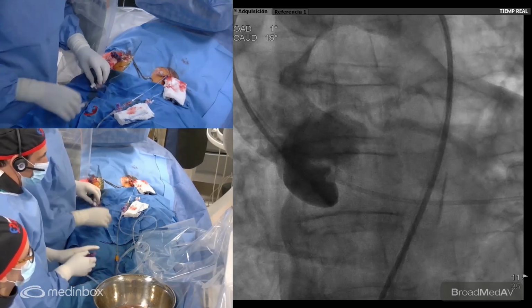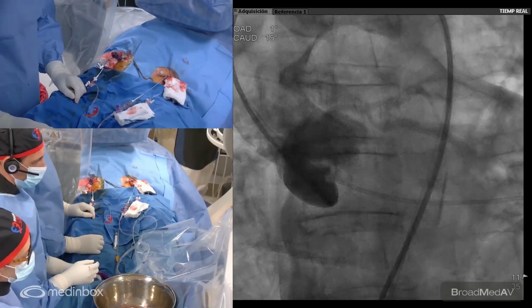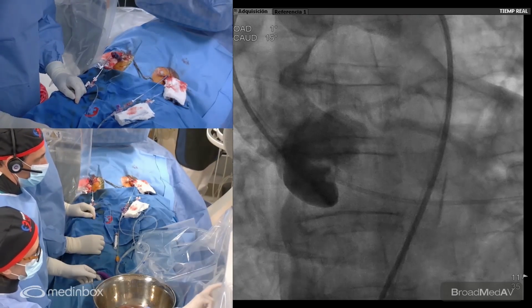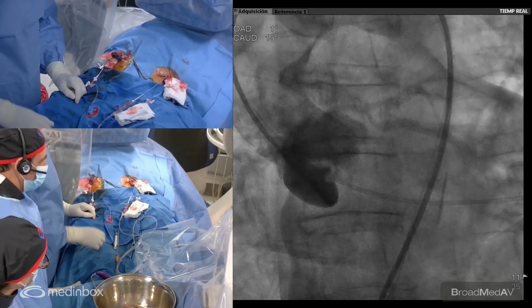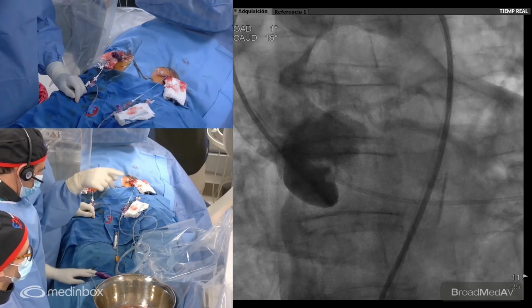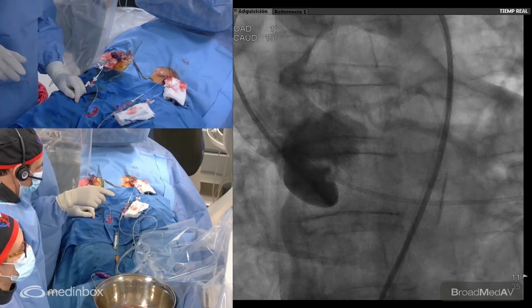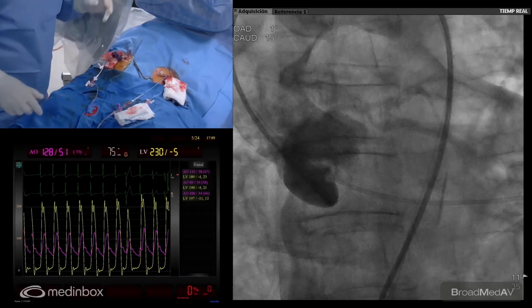Okay, let's check. Well, it's not 100, it's probably 90, something like this. Rich, could you share the screen of the monitor where we have the loop of the blood pressure? Please. Yeah, thank you.